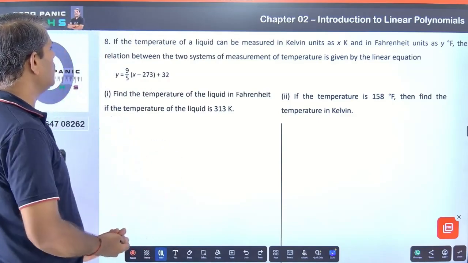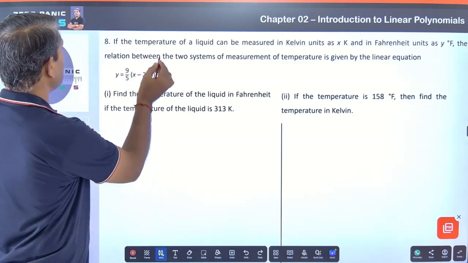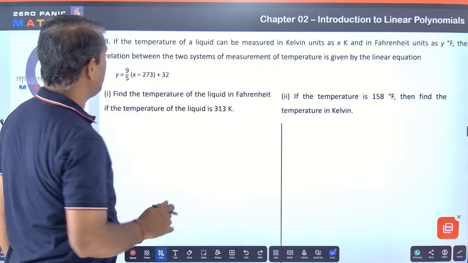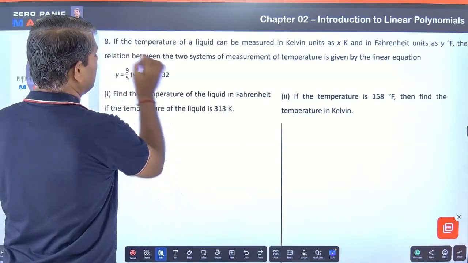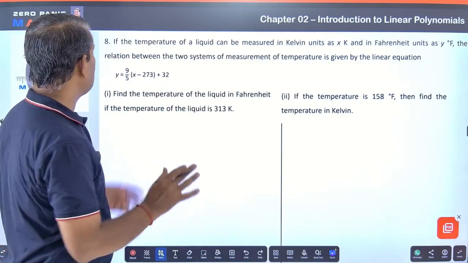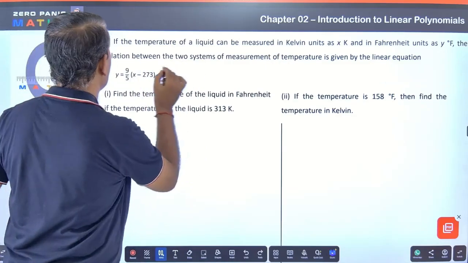Okay, let us continue with the 8th problem now in today's session. Let us read the problem. It is all based on the linear polynomials, as you might be knowing it. Now this problem also talks about a linear polynomial, but about the temperature of a liquid. Let us read the problem carefully.